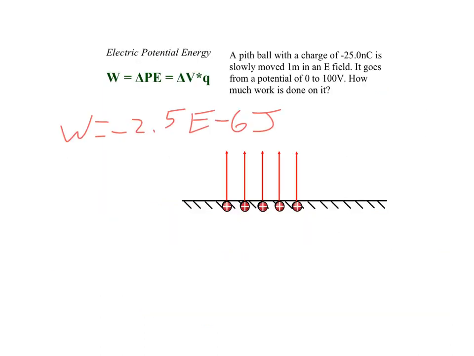So coming back to our little example here, notice that the given information says that it's moved 1 meter in an electric field, and we were able to solve this problem without using that 1 meter at all. Heck, we were able to solve this problem without knowing the value of the electric field either. Because with voltage, it really doesn't matter.